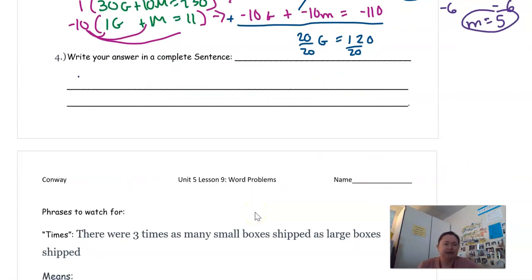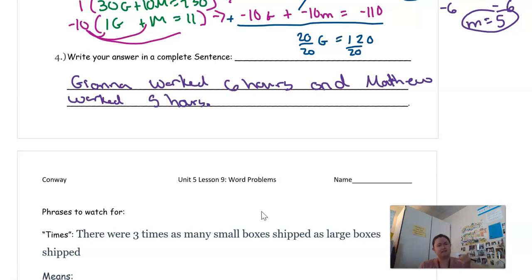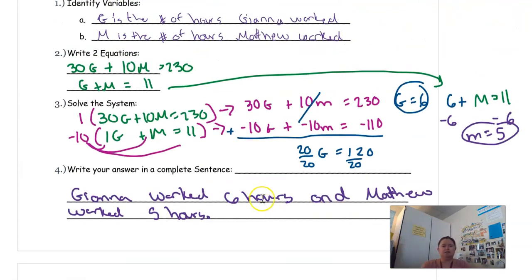So Gina, or however you say her name, worked 6 hours. And then you could make a sentence there, a period, and do Matthew, or you can just make a compound sentence, and Matthew worked 5 hours, and that's it. So there's how we solve a system of equations. It's a word problem.